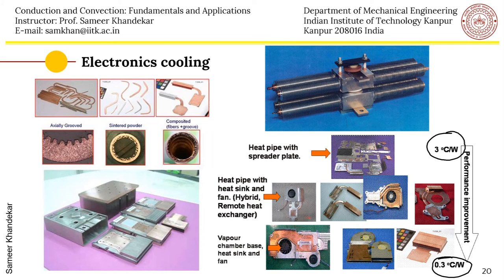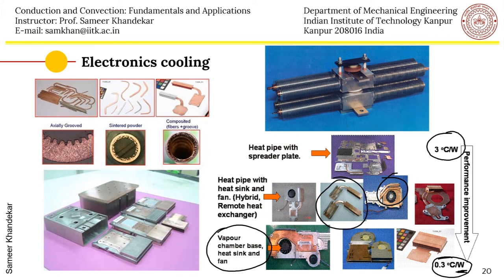So you can see various packages which contain heat pipes or vapor chambers, different designs, three-dimensional designs, bent designs, flat plate designs, which are part of the electronics cooling industry, various examples. So one can have a sintered powder wick, or we can have a grooved heat pipe wick. We will talk about it in the next lecture when we see the details of the construction of the heat pipe and its working operations and the physics of heat transfer. Here we are more interested in seeing the application.